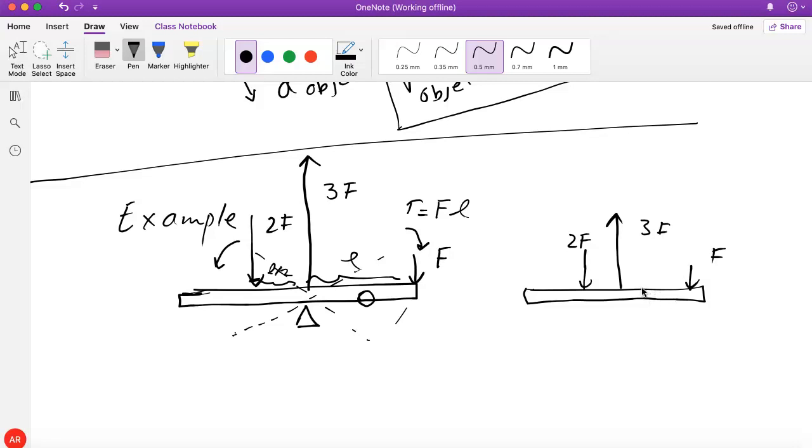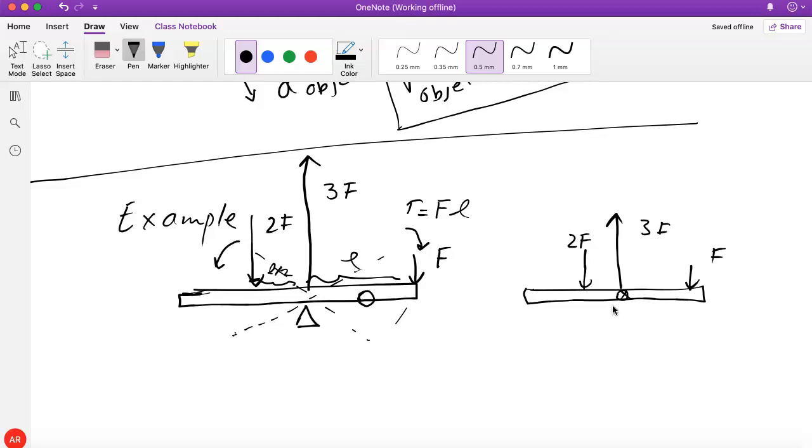Right? These are three forces whose net force is 0, and their net torque around this point at least is 0. So this object, if you just have it in free space and apply those three forces to it, it shouldn't have any center of mass acceleration or any angular acceleration.